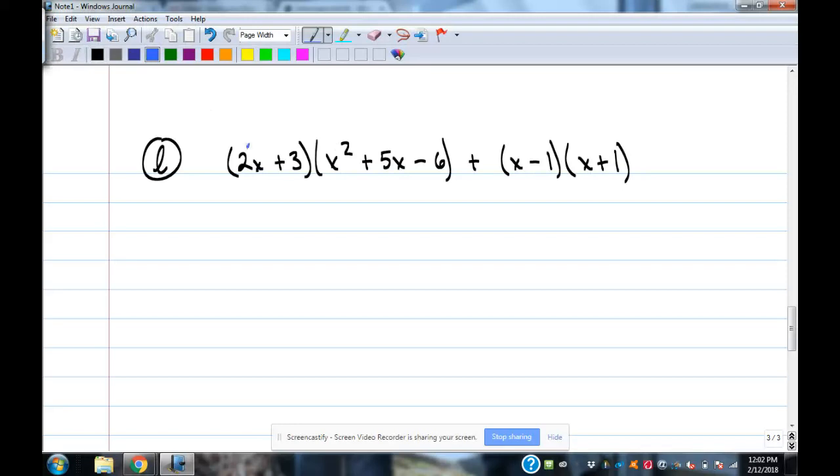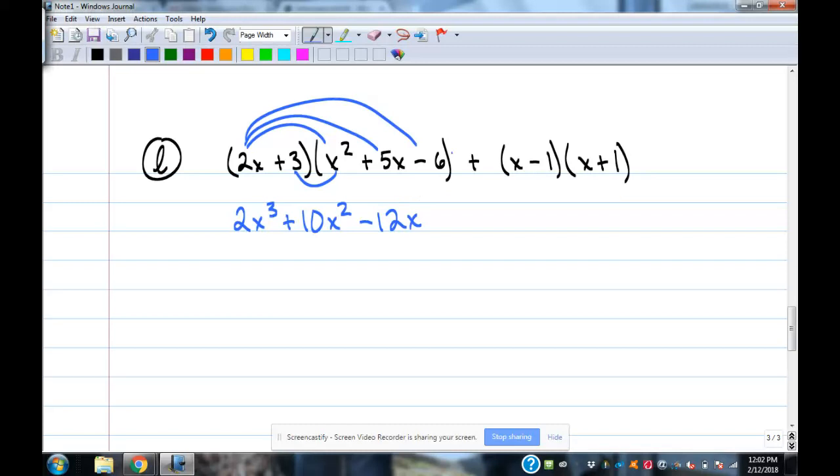2x times x squared, 2x cubed, plus 10x squared, negative 12x. Good. And then keep rolling. Plus 3x squared.